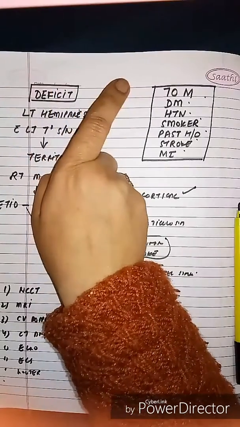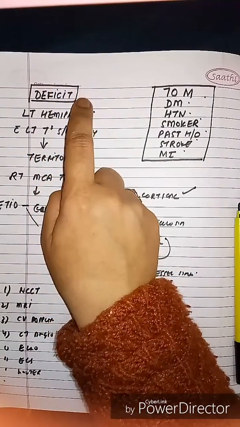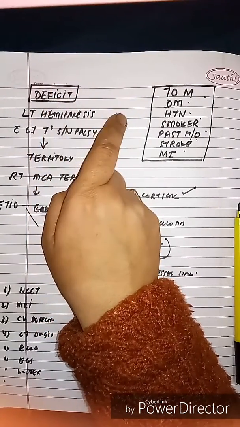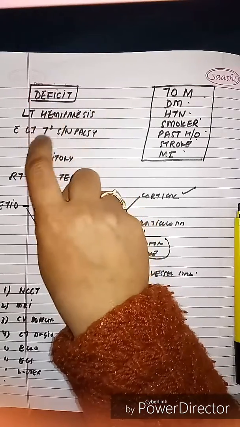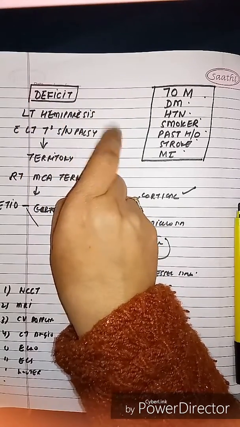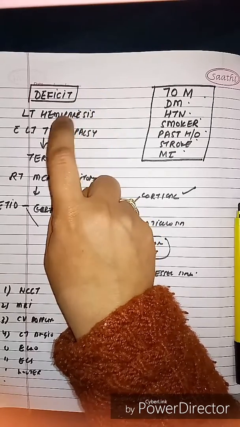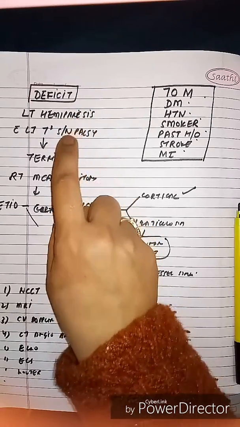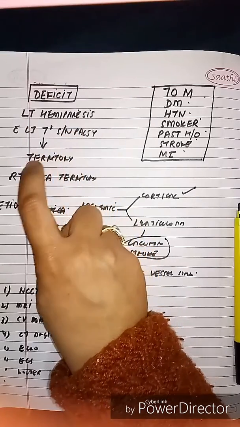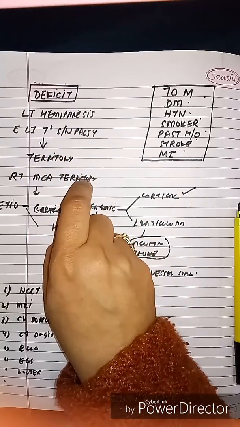Then you will write a small history. Then you will write the deficit. For example, this patient has left hemiparesis with left 7th nerve supranuclear palsy. After writing the deficit, you will write what territory it is affecting. That is, this is a right MCA territory stroke.